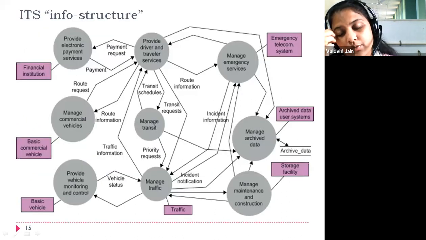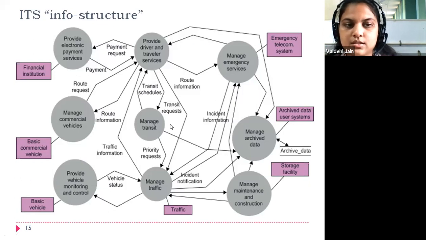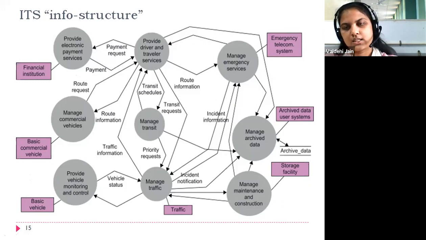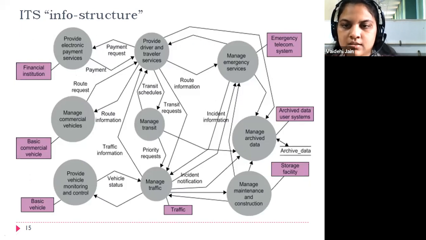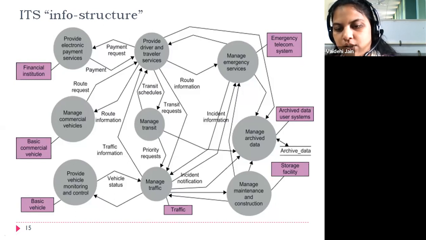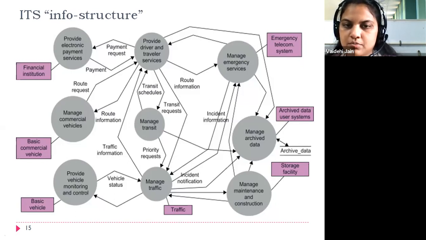This is the information structure of an intelligent transportation system. It is somewhat complex, but basically it relates to the traffic, the vehicles, the type or classified vehicles, the storage capacity of data, and the financial institutions. These are the basic terminologies which can combinedly make a full information structure for an intelligent transport system. Fine. In it, the term traffic.